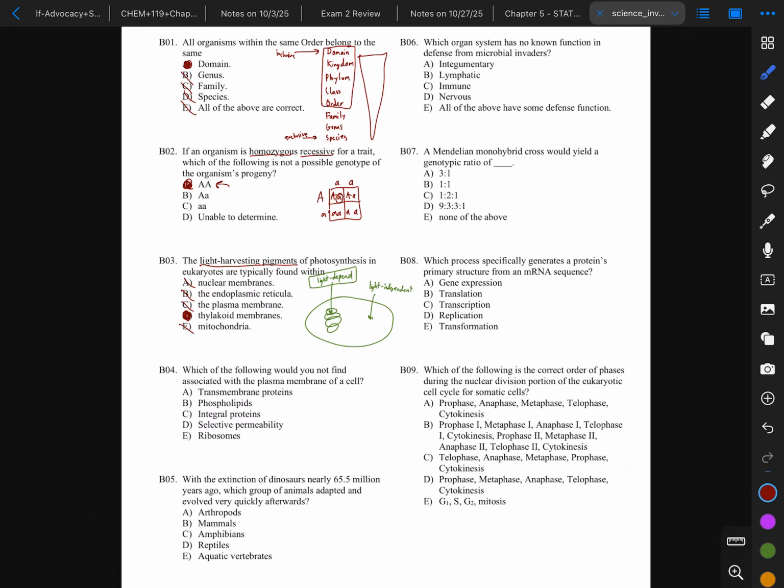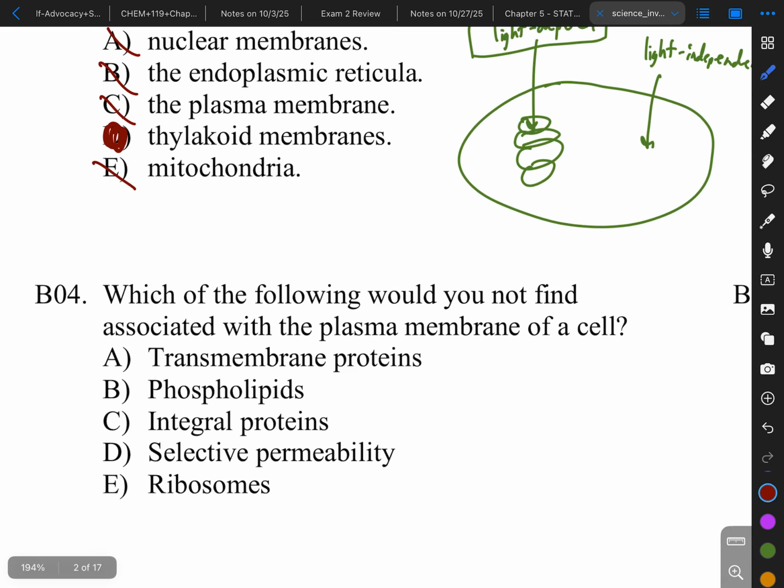For number 4, you're trying to find out which you would not find within the plasma membrane of a cell. The plasma membrane, aka the cell membrane, basically its job, remember, is just to regulate transport, just keep the contents of the cell in, and ensure the right things are getting inside the cell or exiting the cell. So obviously it makes sense for transmembrane proteins, because those are the ones that regulate said transport. So it lets some things in, it lets other molecules out.